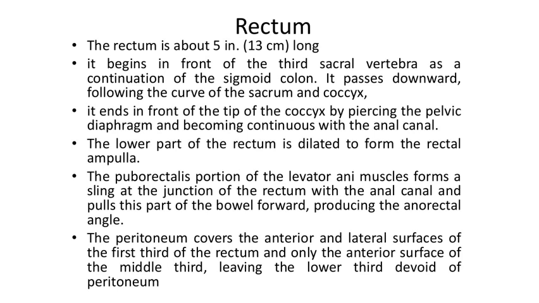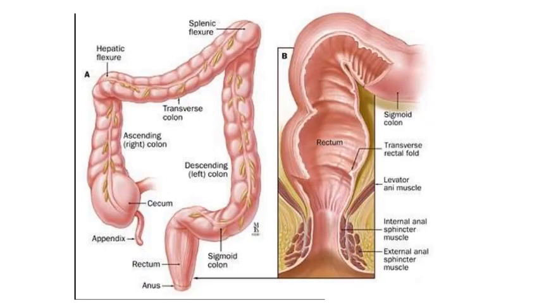The puborectal portion of the levator ani muscles forms a sling at the junction of the rectum and anal canal and pulls part of the bowel forward, producing the anorectal angle. The peritoneum covers the anterior and the lateral surface of the first third of the rectum and only the anterior surface of the middle third, leaving the lower third devoid of peritoneum.